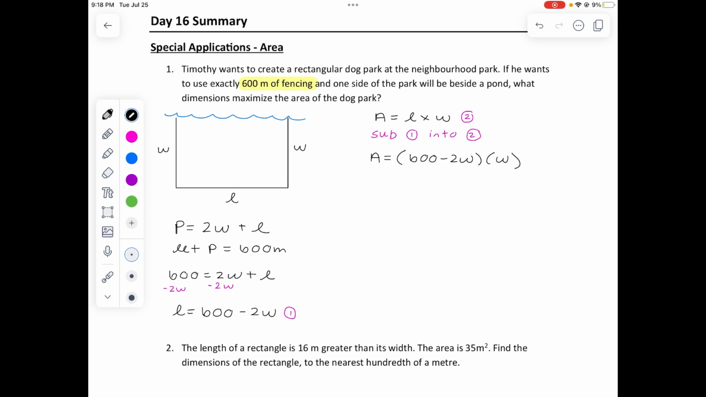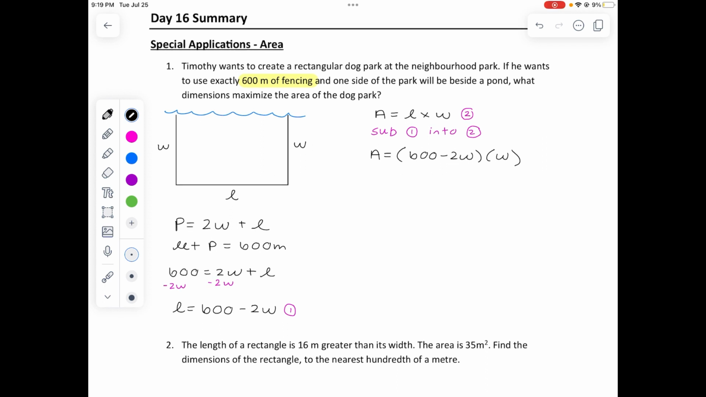Now you may be tempted to expand this, and I understand why. I always want to expand these as well, but don't, because it will just make more work for yourself. So we want to maximize the area, meaning that we want to find the vertex of this quadratic. Okay, so if we were to expand this, we would multiply this here, we'd have 600w minus 2w squared, so we would have a quadratic equation.